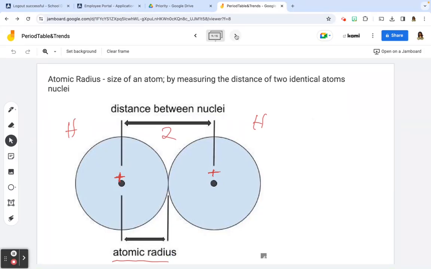So the atomic radius is determined by taking the distance between two nuclei of identical atoms and dividing by 2. The units they usually measure these in are picometers, and that would be the primary unit we would refer to, or angstroms. It's hardly used, but it is able to be measured in angstroms.